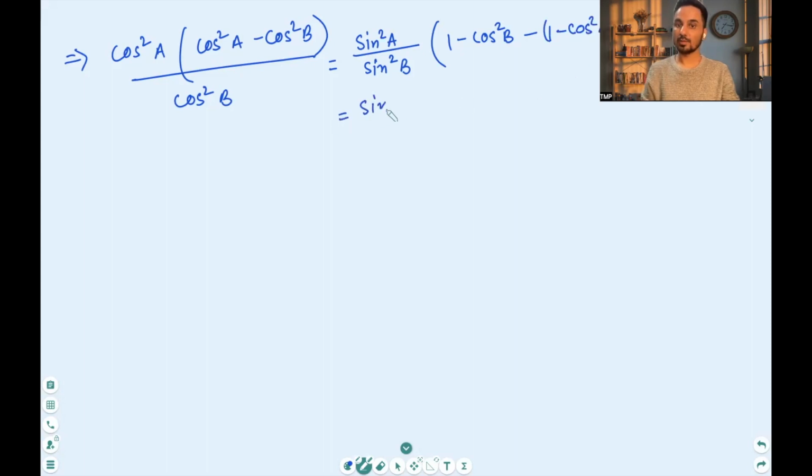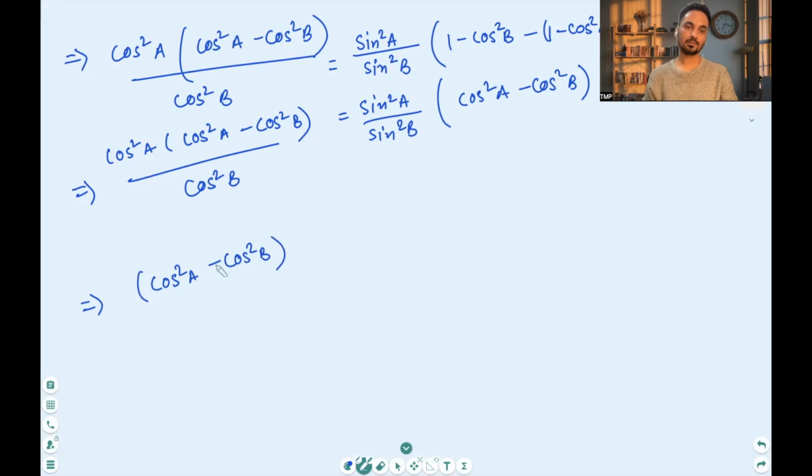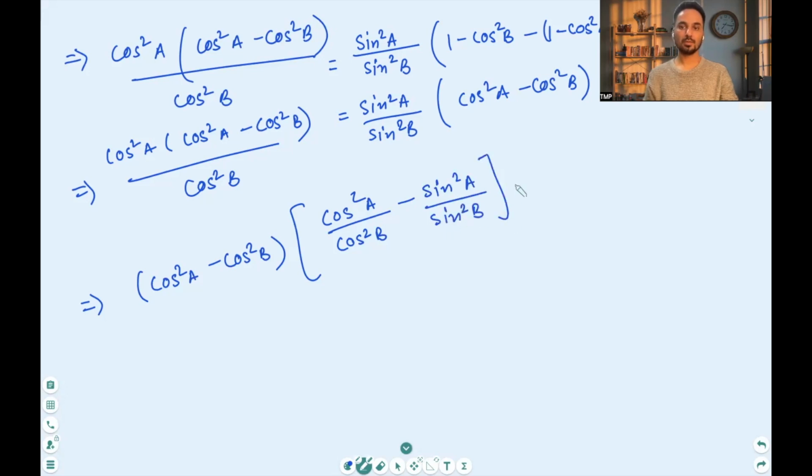which can further be written as sine square a over sine square b times cos square a minus cos square b. And the left-hand side remains the same. So cos square a times cos square a minus cos square b over cos square b. And now if we bring all the terms on one side, we will get cos square a minus cos square b common. And we'll have cos square a over cos square b minus sine square a over sine square b equals 0.